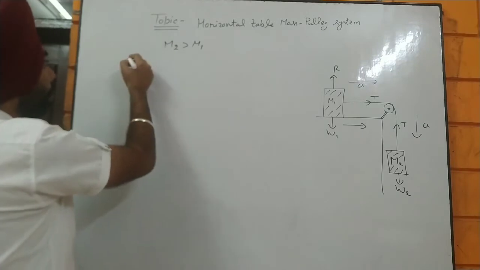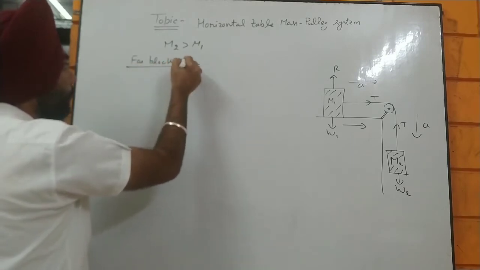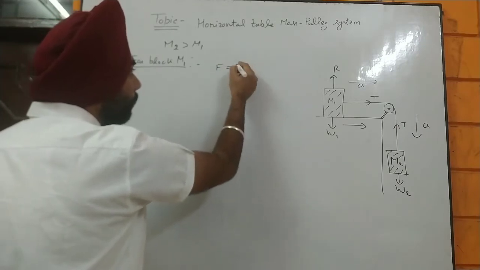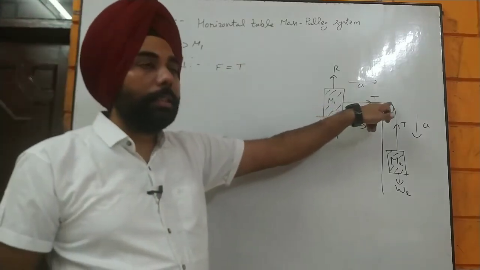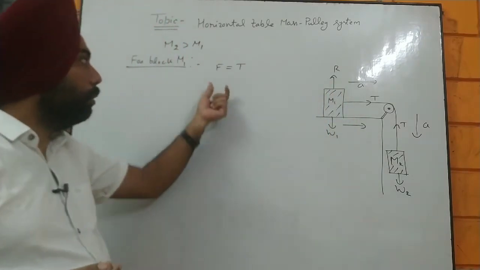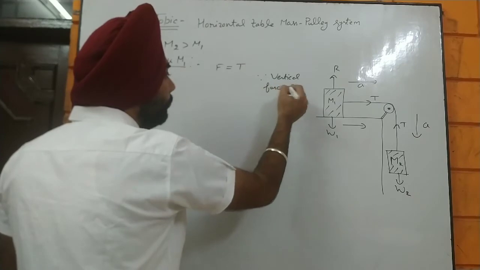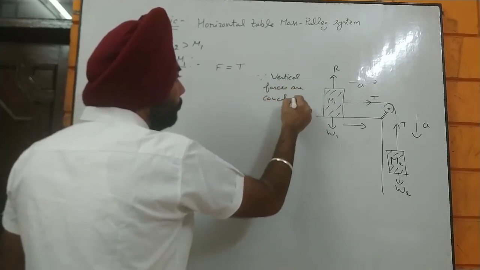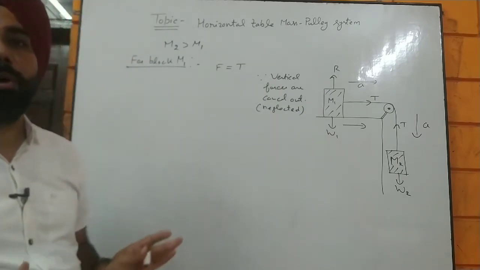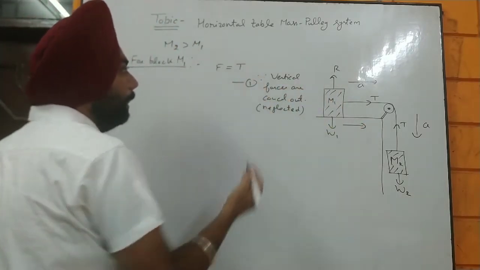So first take block m1. For block m1 it is very easy. F is always going to be equal to the tension in the string. Now what is F? It is the force with which the block is moving toward the pulley. These two are always going to be equal, because the vertical forces are cancelled out, or you can say neglected, because the block is moving only horizontally from my left to right. So that should be taken as equation 1.